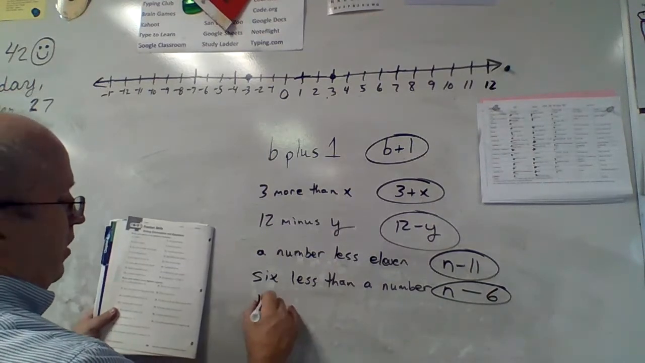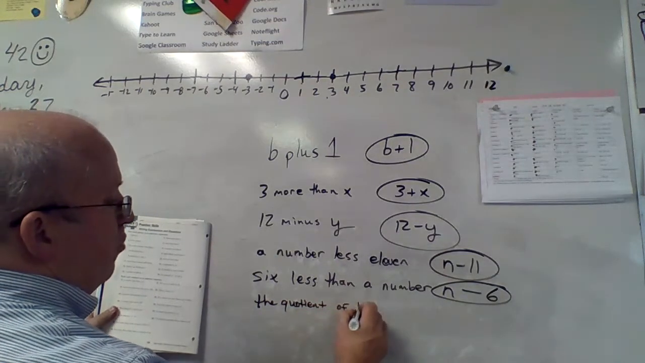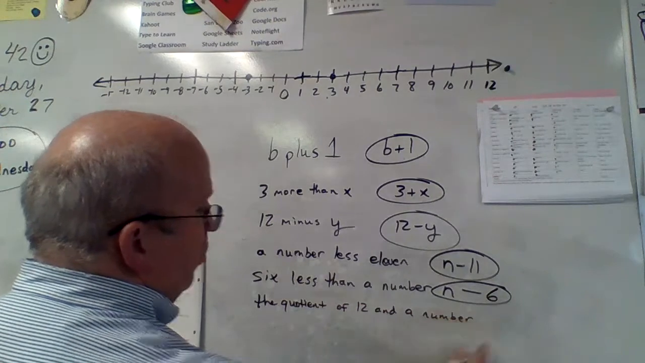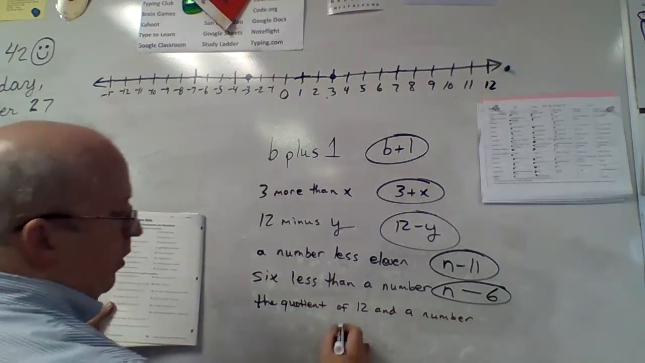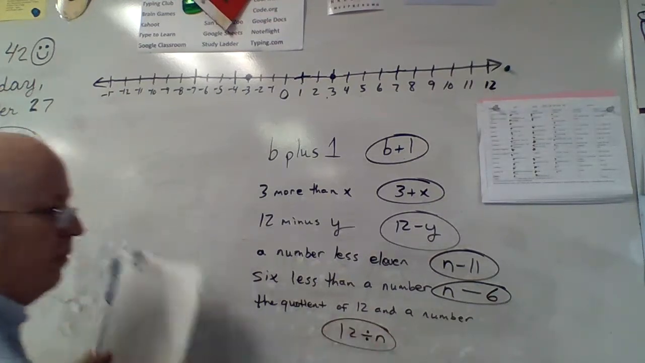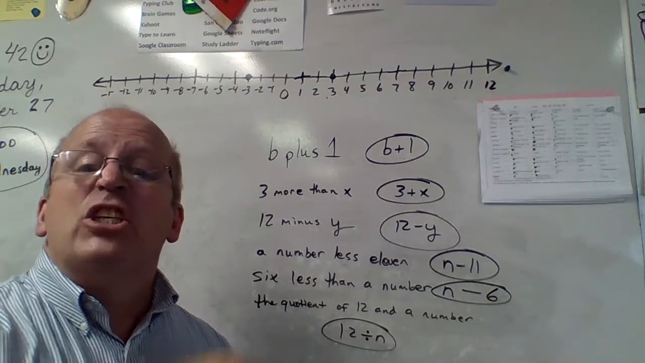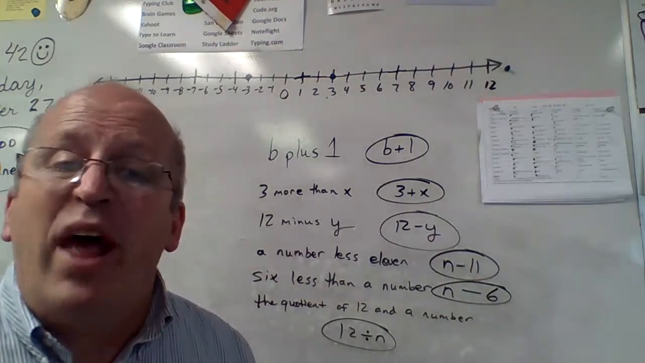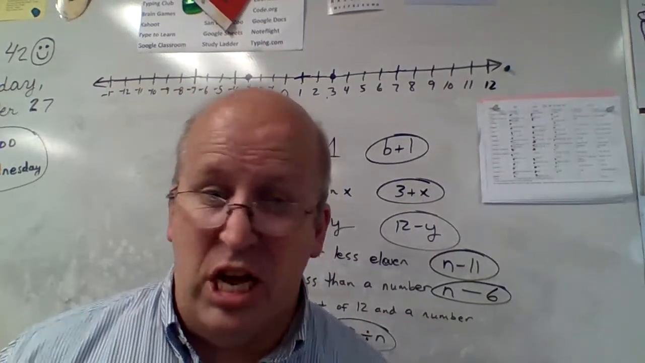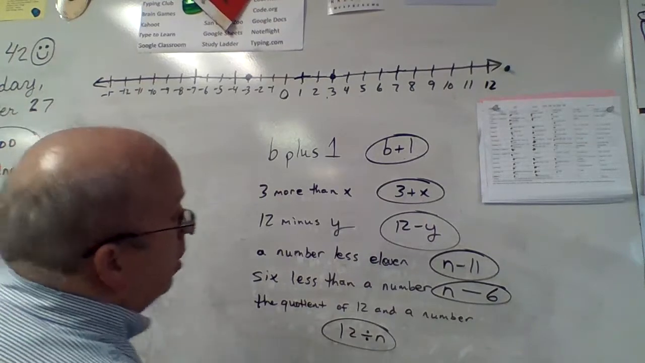What about something like the quotient of 12 and a number? The quotient of 12 and a number. I'd write that as 12 divided by n. 12 divided by n. Make sense so far? So these are all expressions because they don't have equal signs. Say that. Expressions do not have equal signs. Now we're going to do some equation work.